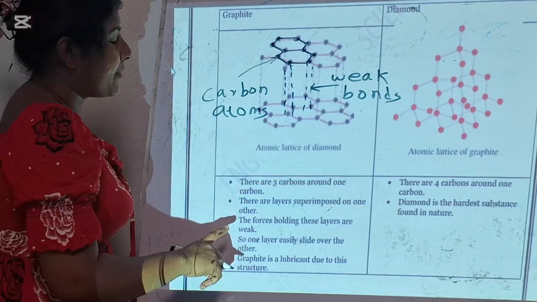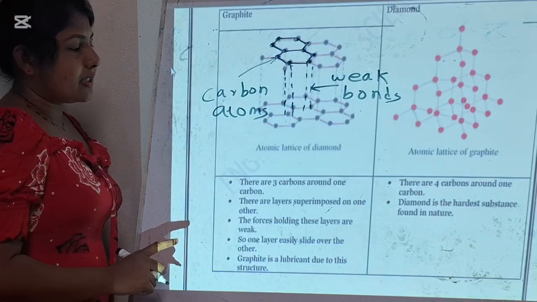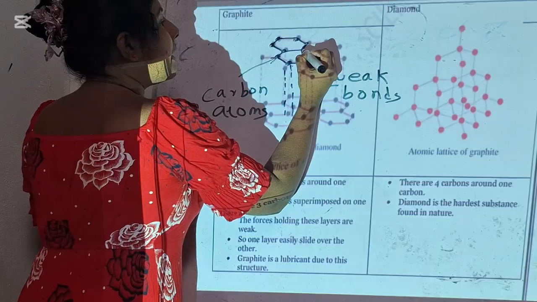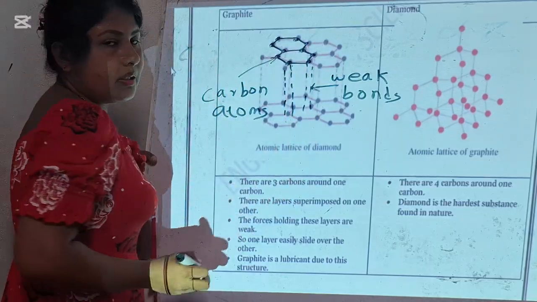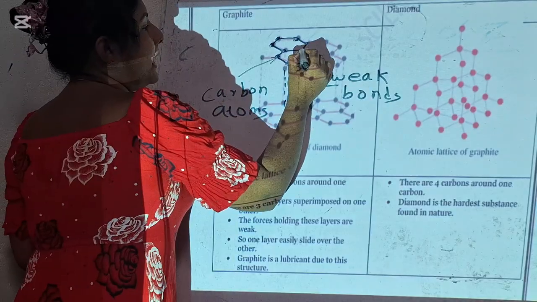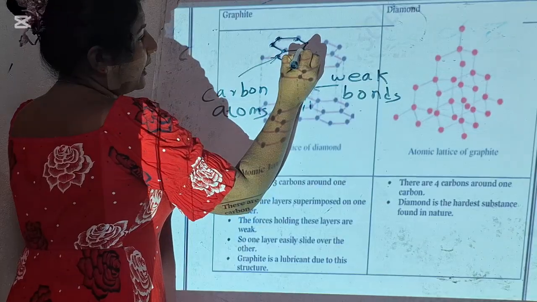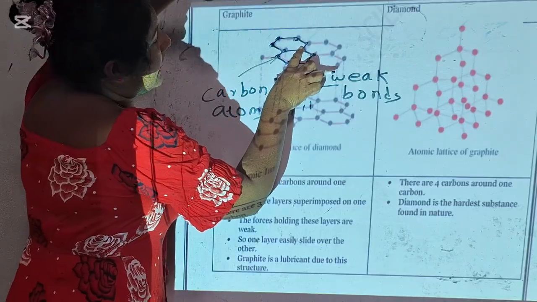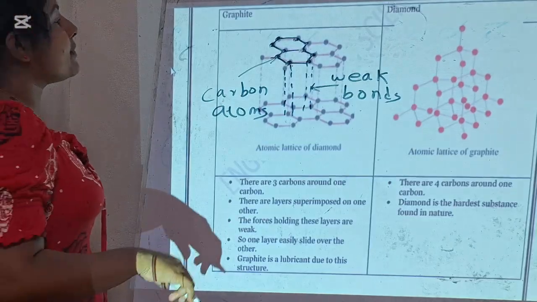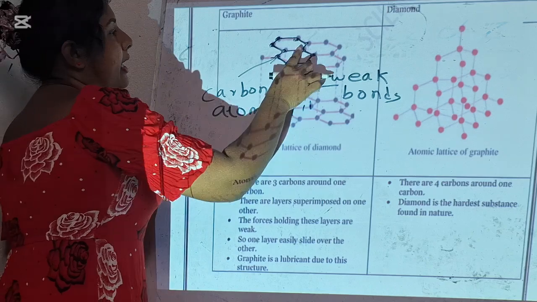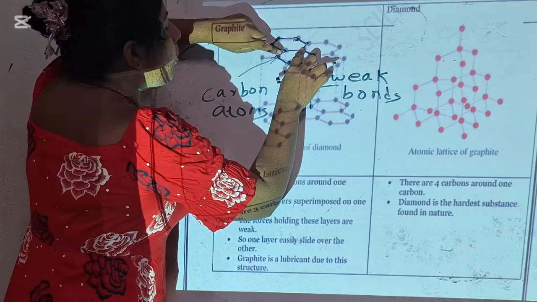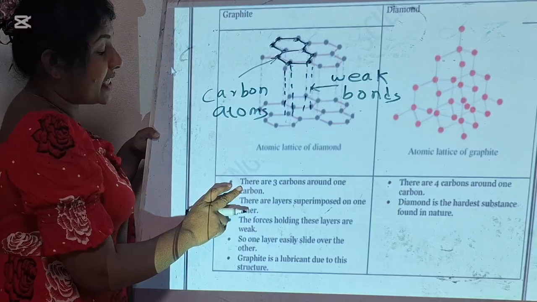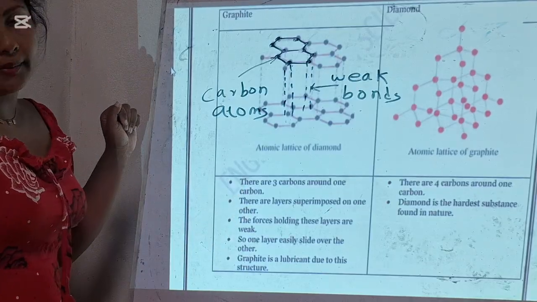Let's see what they are. There are 3 carbons around one carbon. How can we take it? If we take one carbon atom here, the black dots are carbon atoms, and if we keep our finger on one carbon atom, there are 1, 2, 3 carbon atoms around one carbon. So the first characteristic is that there are 3 carbons around one carbon.